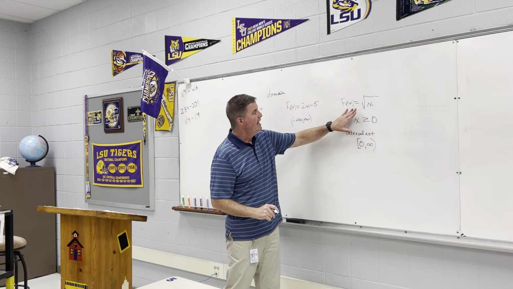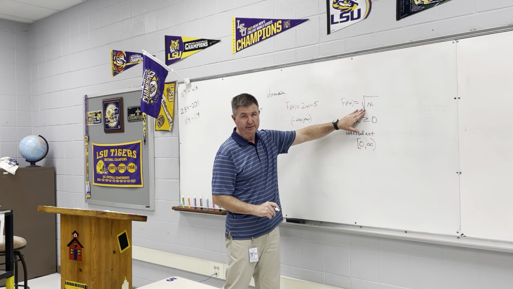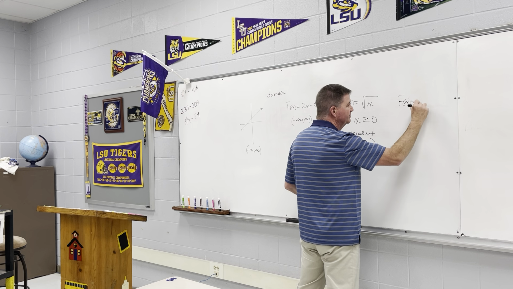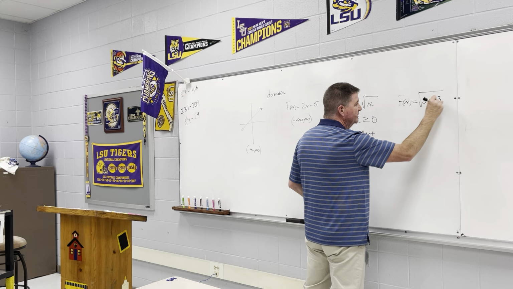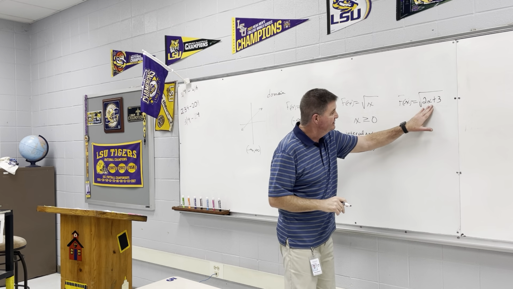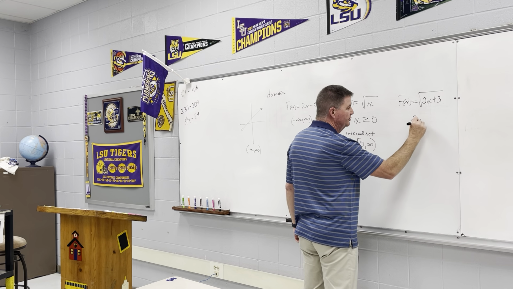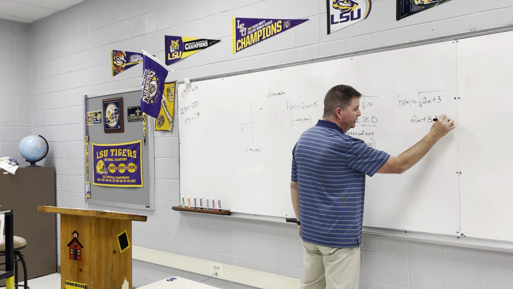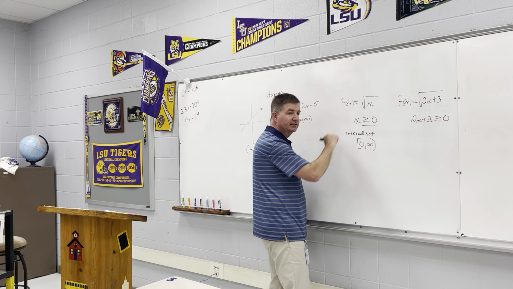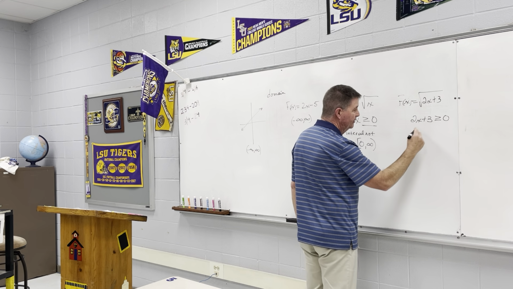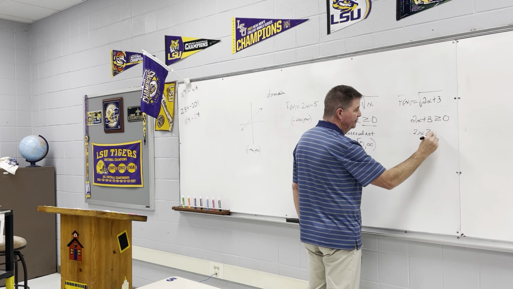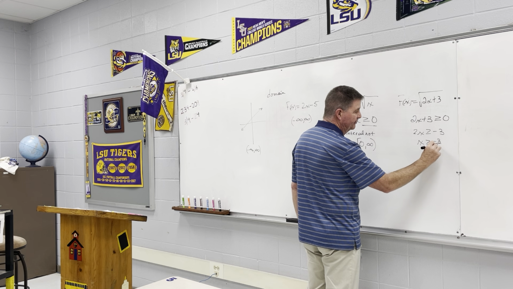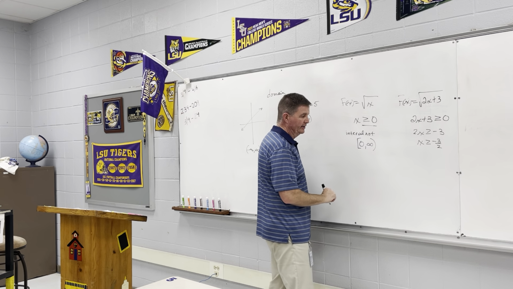So if we have a radical square root, we take whatever's inside of the square root. Suppose we have 2x plus 3. In this case, it's 2x plus 3, and we make it greater than or equal to 0, then we solve. So here, 2x is greater than or equal to negative 3. x is greater than or equal to negative 3 halves. This would be our inequality.